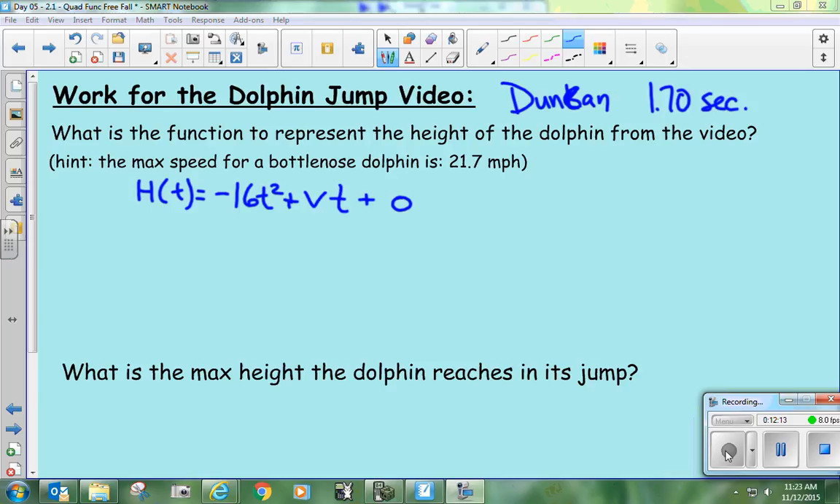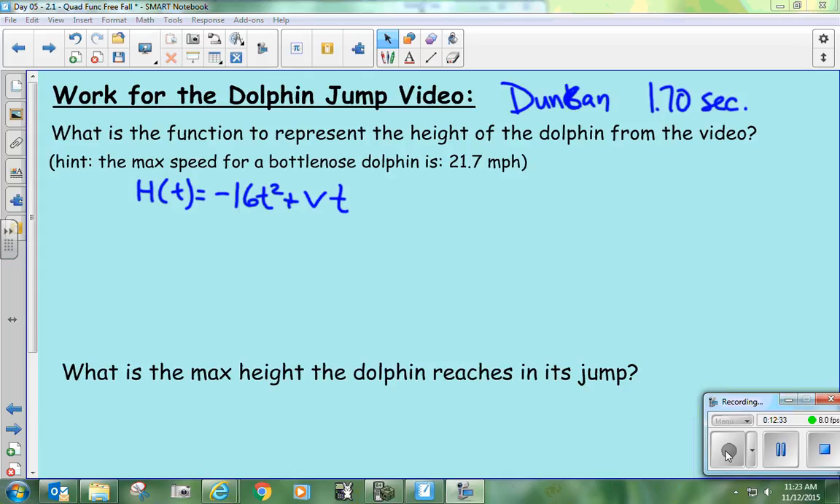So, if we know the starting height is 0, we really don't have to add 0. It can just be that. Now, we need to figure out the velocity. Velocity for this equation right here is measured in what? The first dolphin that jumped into the water 6.5 feet, how fast was he going? 20 feet per second. Feet per second.